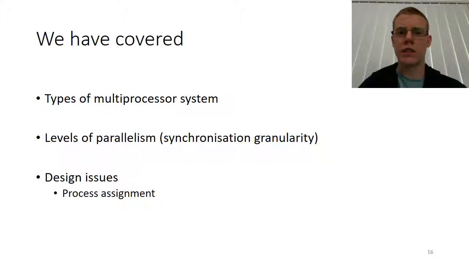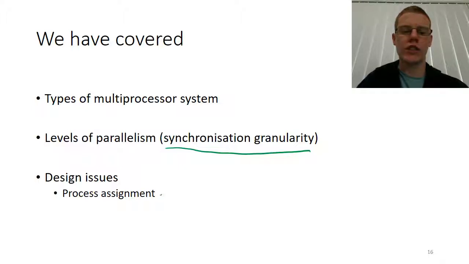So in this video, we've discussed multiprocessor systems as far as an operating system is concerned. We've covered the types of multiprocessor system that we might have, and we narrowed down to the tightly coupled multiprocessor system, which is what we will focus most of our attention on. We also talked about the different levels of parallelism that an application might have, with regards to the synchronization granularity. And we introduced some of the design issues that occur when we start handling systems which have multiple processing elements. We gave a brief introduction of one of these design issues, which was the assignment of processes to CPUs.